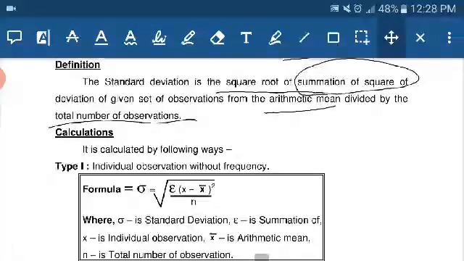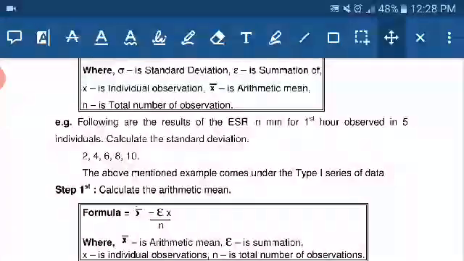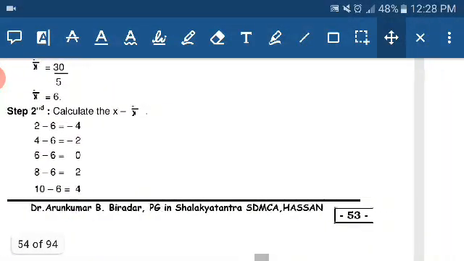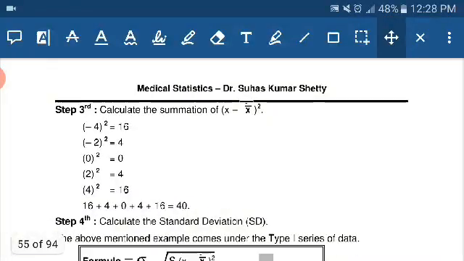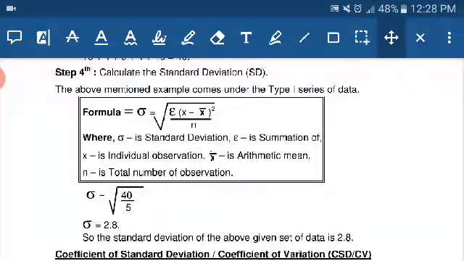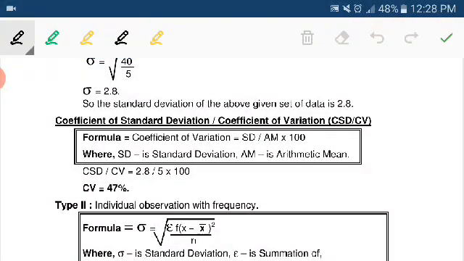Formula: standard deviation equals the square root of the summation of (x minus x dash) squared, divided by n. Following is the example. Calculate first the arithmetic mean, then x minus x dash, and then the summation of (x minus x dash) squared. Then calculate the standard deviation. The coefficient of variation is the standard deviation divided by the arithmetic mean, into 100.